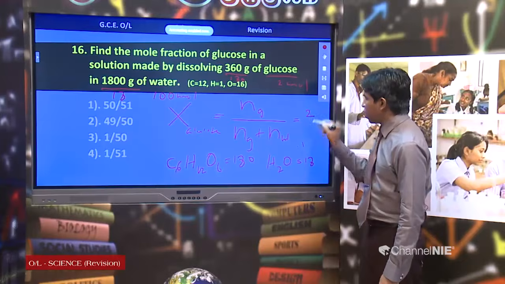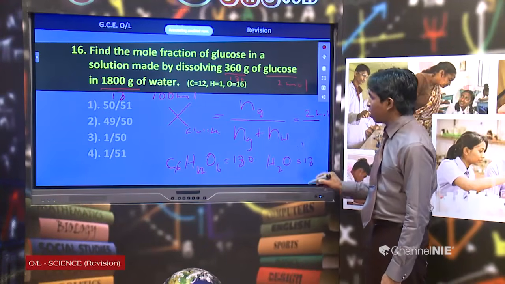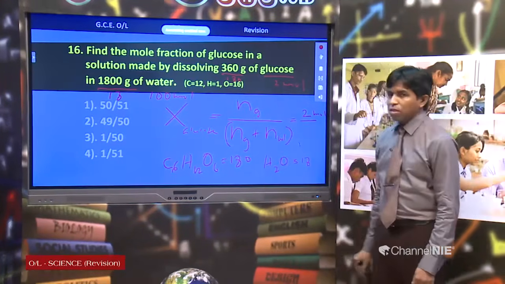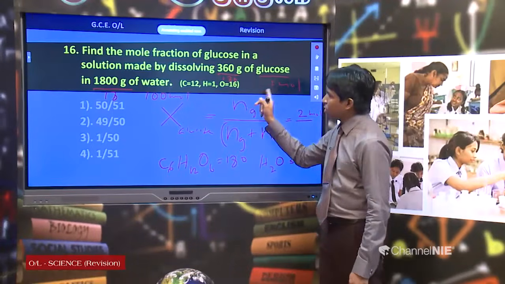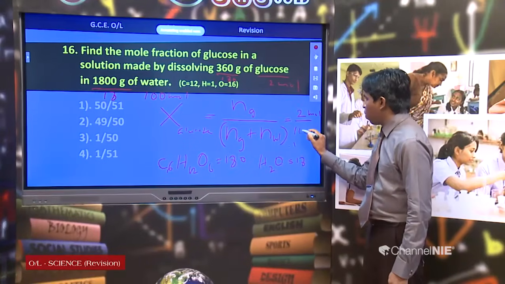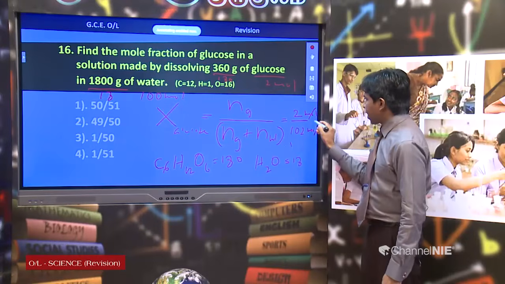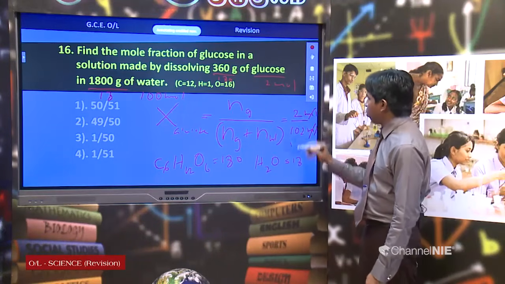Glucose moles divided by total moles. Total moles will be glucose moles plus water moles. Glucose moles we have got 2 moles, water moles 100, 100 plus 2, 102 moles. So, mole gets cancelled, therefore, mole fraction has no units.